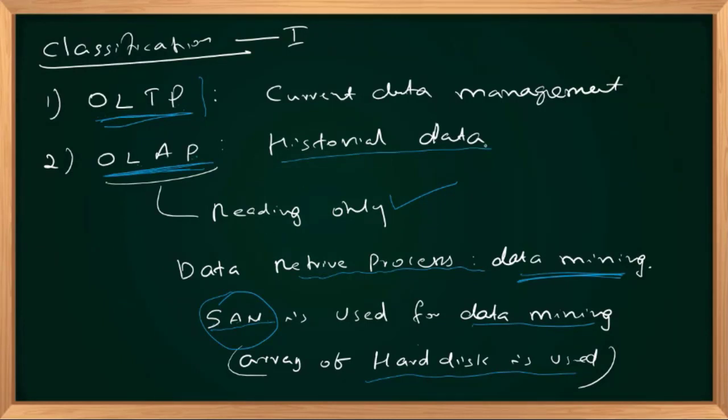So historical data processing, the data management system, is under online analytical processing. In this, only reading is done because data is already stored. So for obtaining a particular information or particular data, it is known as data retrieving process. Data retrieving means getting a particular information for a particular student. It is also known as data mining.